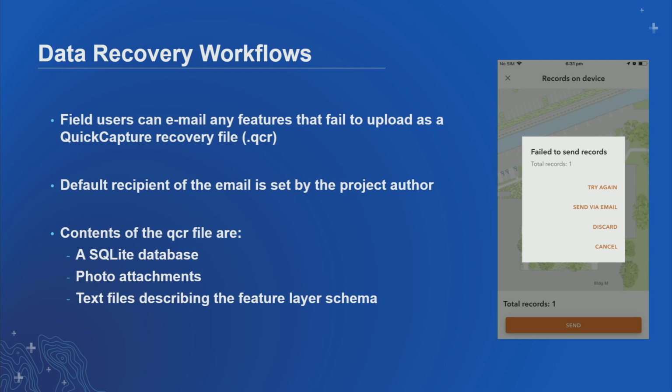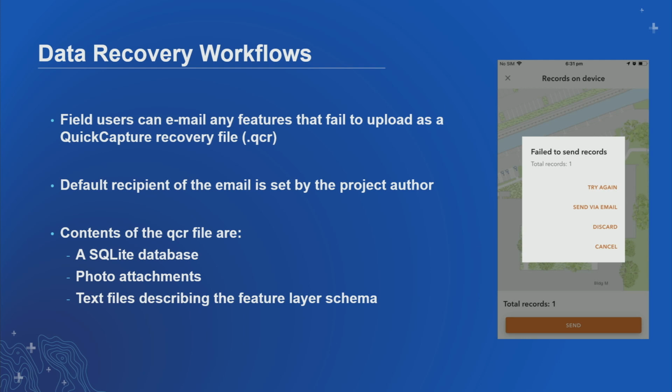What that will do is create effectively a zip file containing a SQLite database, which is basically what we store all the local data in, photo attachments, and also text files describing the schema of all the layers within the project. As we mentioned before, the default email is defined in the project. So the default email client will pop up, the attachment will be added, and the send-to email will be populated with that email. They can then send it.